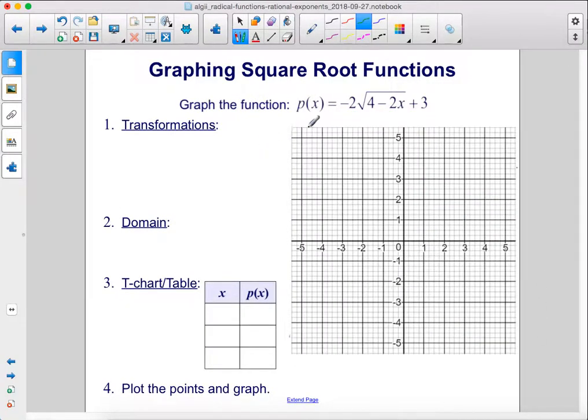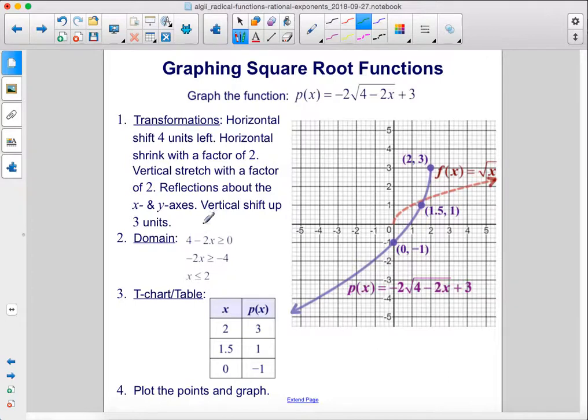Graph the function p of x equals negative 2 times the square root of 4 minus 2x plus 3. Let's go through all the transformations, and there are a lot here. So we have the horizontal shift 4 units to the left, then the horizontal shrink with a factor of 2, a vertical stretch with a factor of 2, reflections about the x and y-axis, because we have both of these negative signs, and a vertical shift up 3 units.